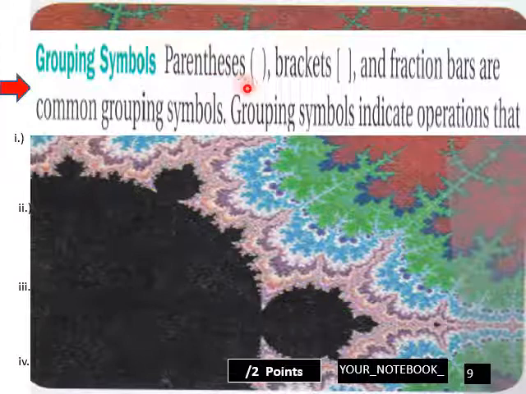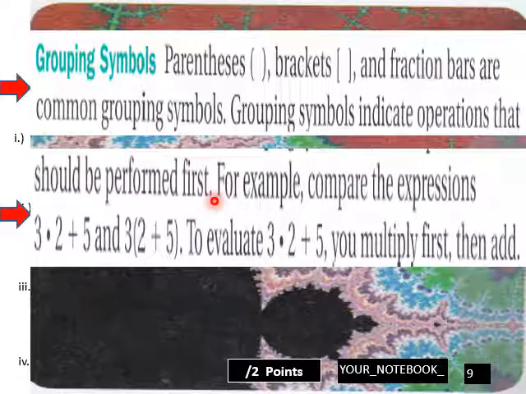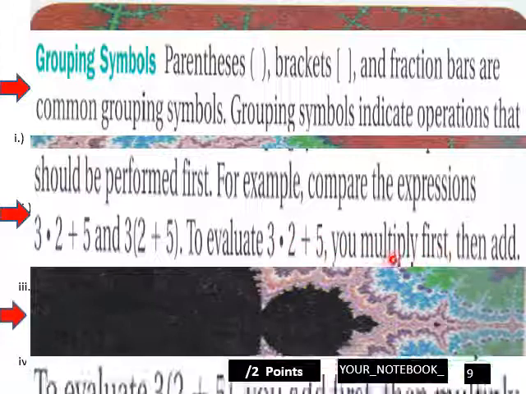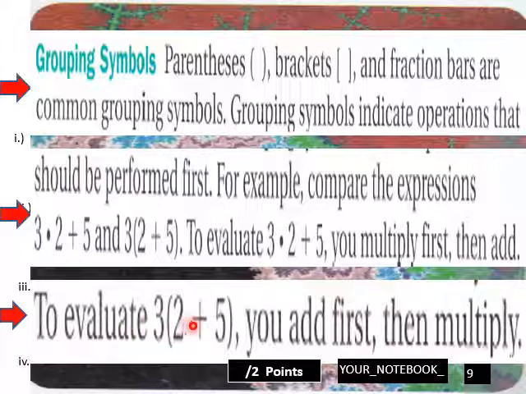Grouping symbols such as parentheses, brackets, and fraction bars are common grouping symbols. Grouping symbols indicate operations that should be performed first. For example, compare the expressions 3 times 2 plus 5 and 3 times the quantity 2 plus 5. To evaluate 3 times 2 plus 5, you multiply first, then add. To evaluate 3 times the quantity 2 plus 5, you add first, then multiply. So it changes the priority of your operations.